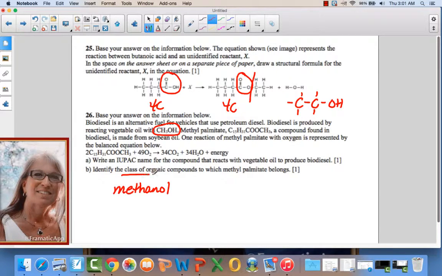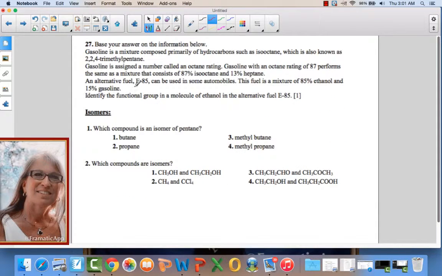And the class of organic compounds to which methyl palmitate belongs. Go down your example list, the last column in table R, and see which one this matches up with. Methyl palmitate matches up with esters. Next: identify the functional group in a molecule of ethanol. OL, we know the functional group for alcohols is OH.